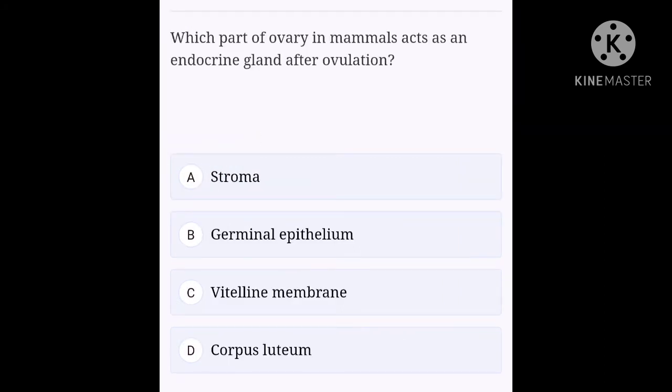Next question. Which part of ovary in mammals acts as an endocrine gland after ovulation? Option A stroma, option B germinal epithelium, option C vitelline membrane, option D corpus luteum. Option D, corpus luteum, is the right answer.